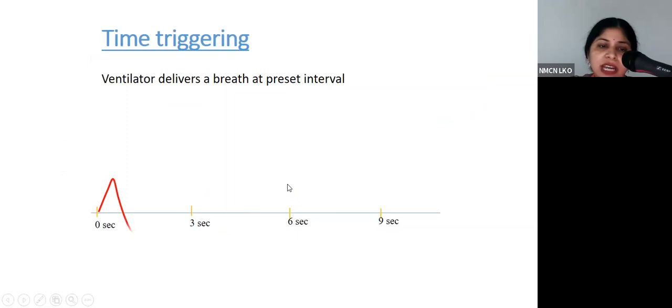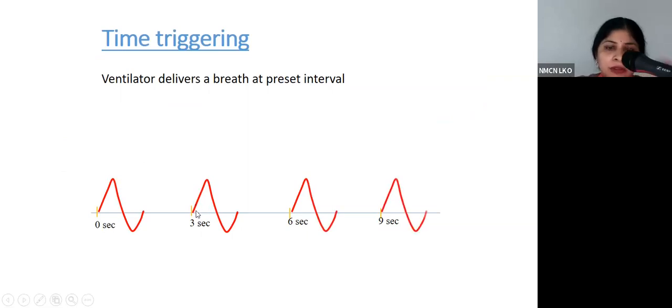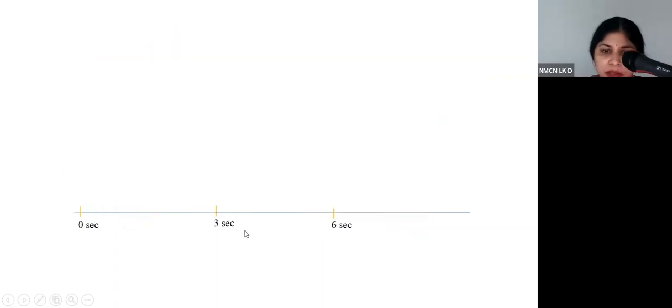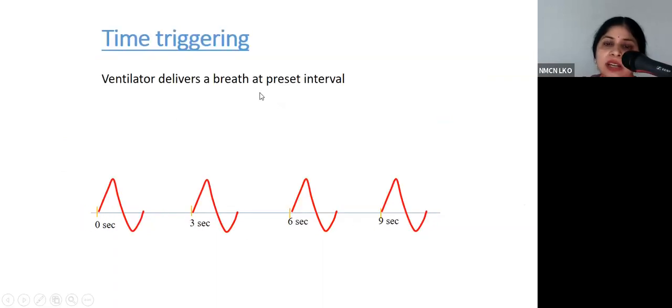So let us understand the time triggering. We have a trigger window of 3 seconds. Say, hypothetically, we take a breath rate of 20 breaths in 1 minute. Then every 3 seconds, the ventilator knows that it has to give a breath. So it maintains these trigger windows. This is one trigger window, another trigger window, and every 3 seconds the ventilator knows that it has to start a breath. So it is determined by the machine at a preset interval.